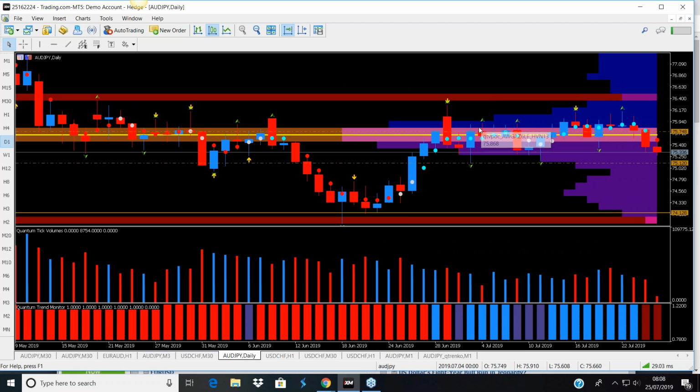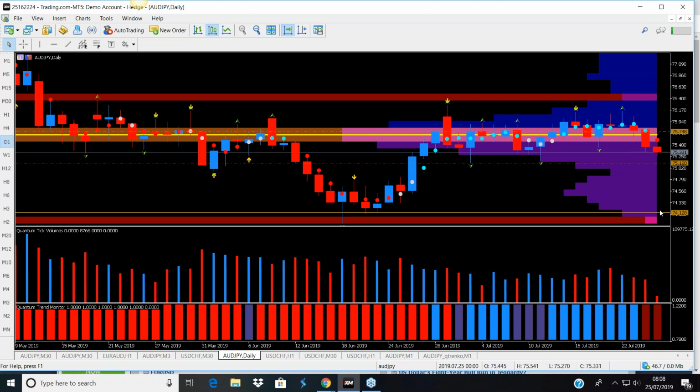Now, this is actually quite an important level for the Aussie yen. It cannot get above really 75.70, which is the volume point of control. This is volume, price, and time. This is the time that this pair has been in this range.